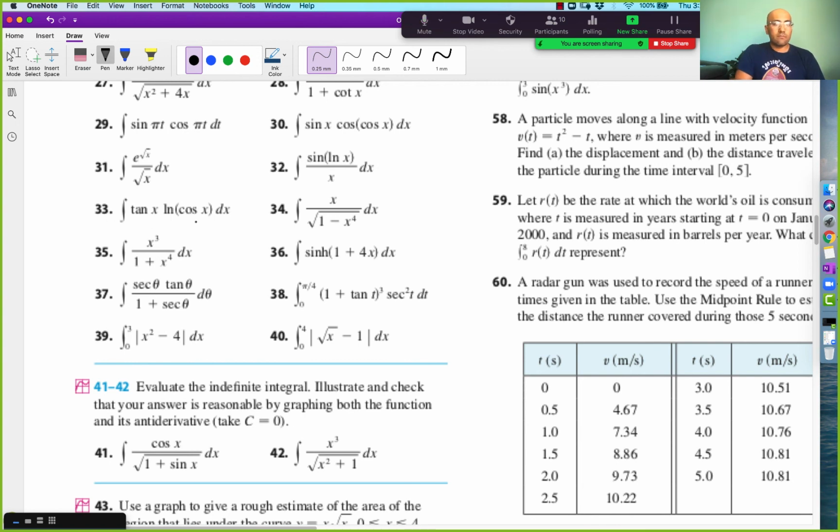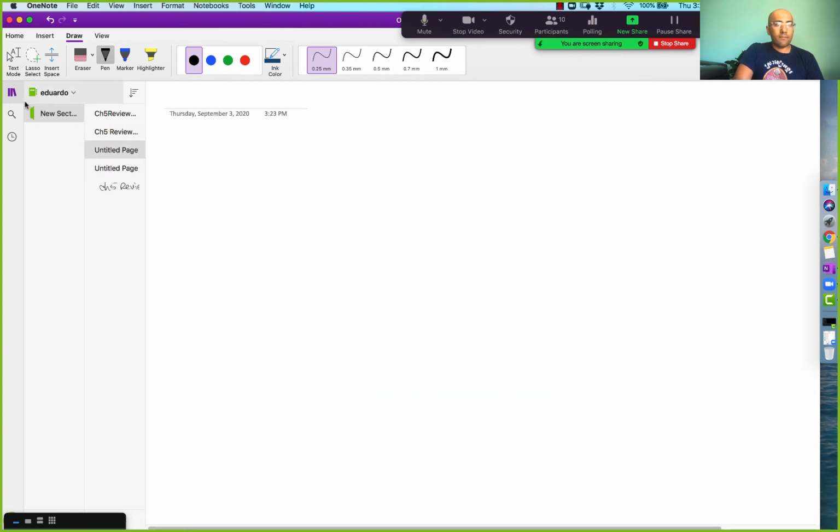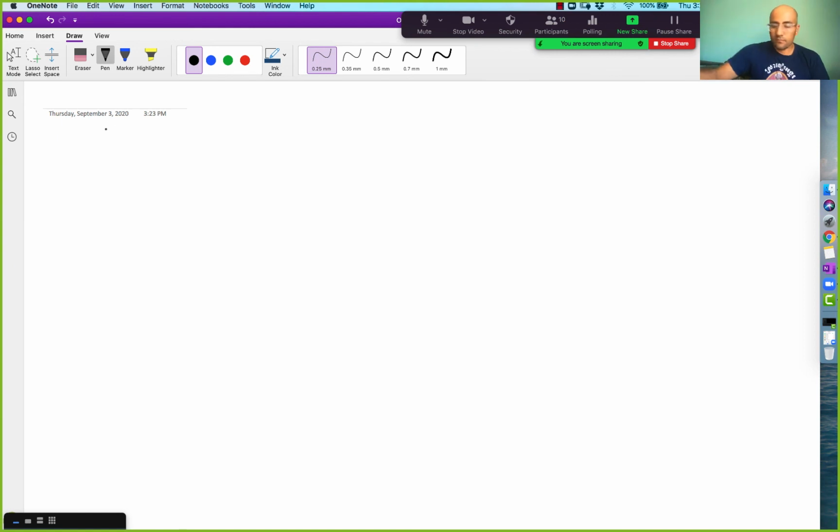33. 33, again, a great application of a u substitution, right? So let u equal ln cosine. In fact, let's do 33. I've skipped over enough. Let's do 33. So, chapter 5 review.